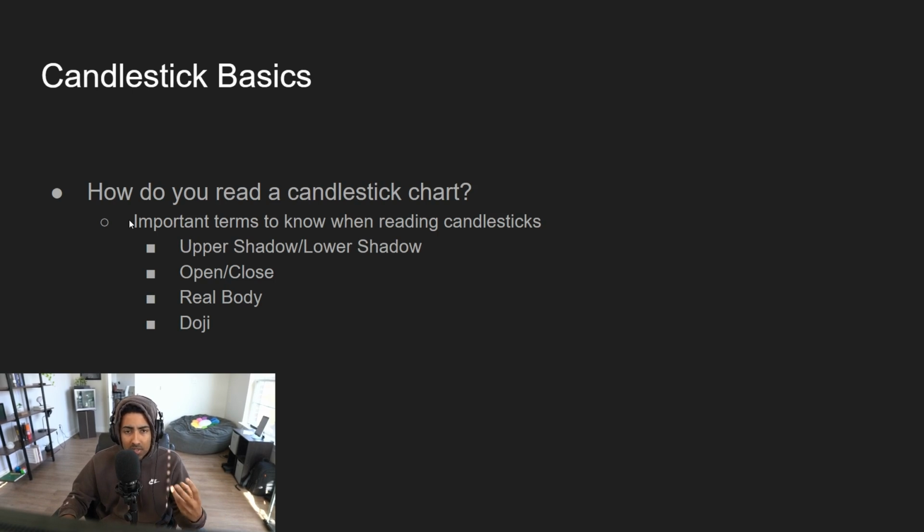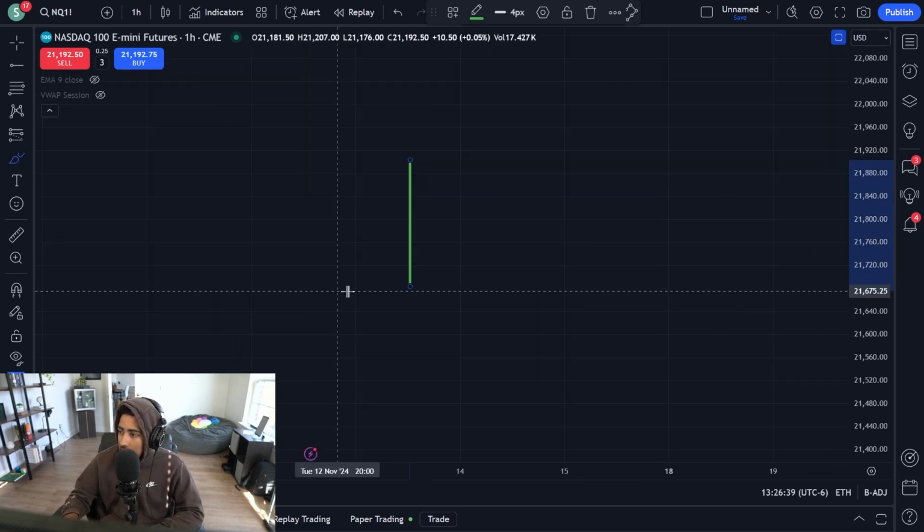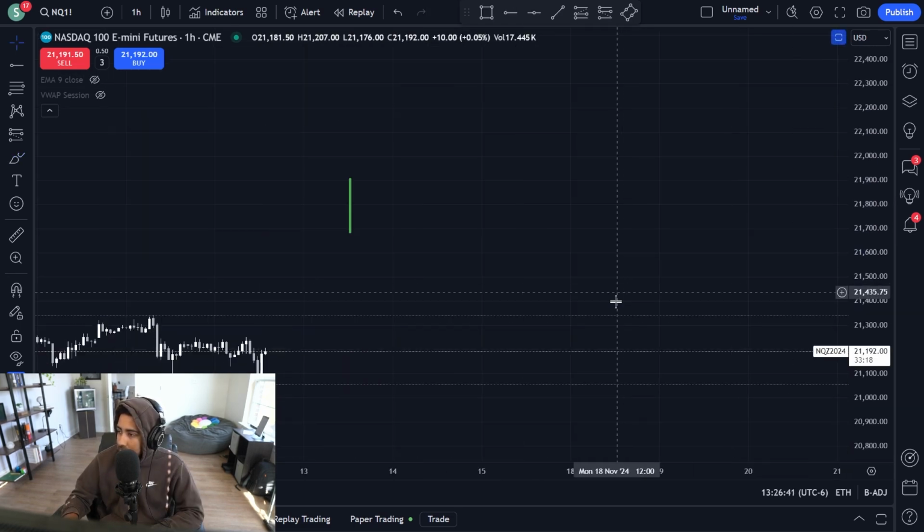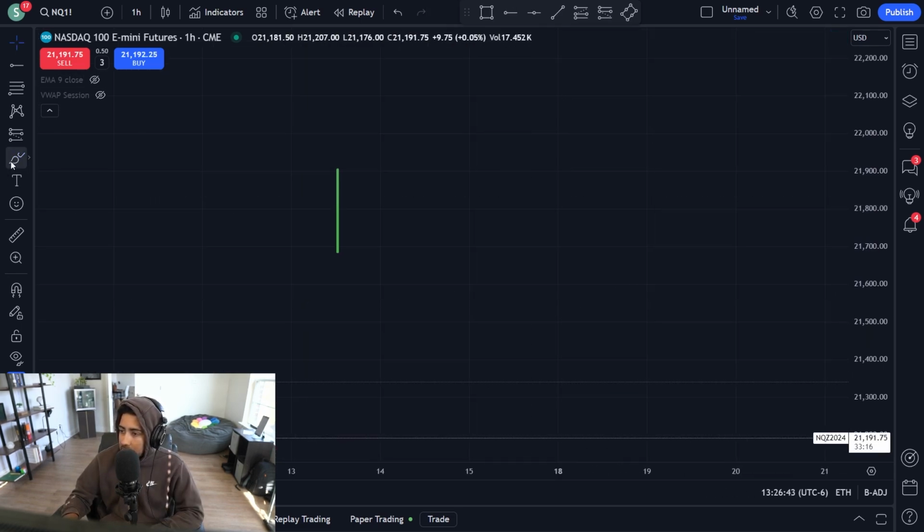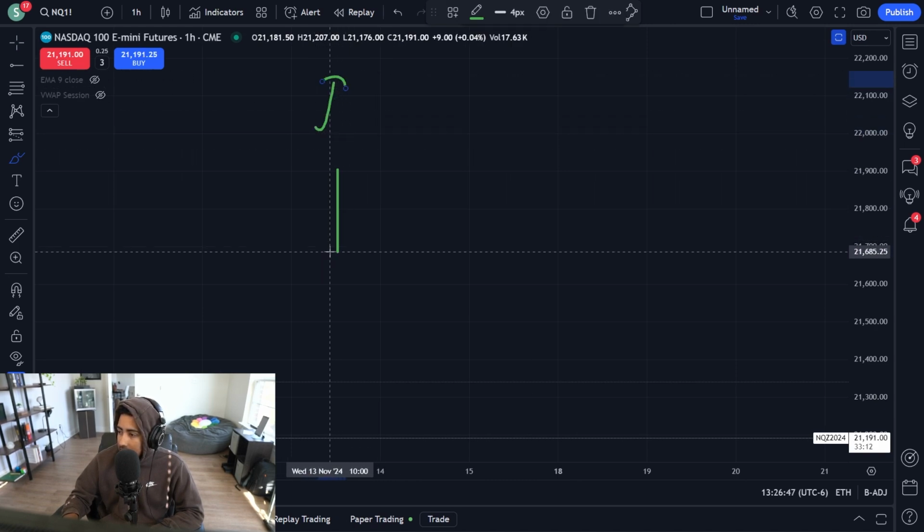To read a candlestick chart, the most important thing you need to know is the upper and lower shadows. That basically means the high and the low, the open and the close. And what that looks like is this. For a bullish candle, and bullish means upside, so an upside candle, what we're going to see is four values: the high, the low, the open, and the close.